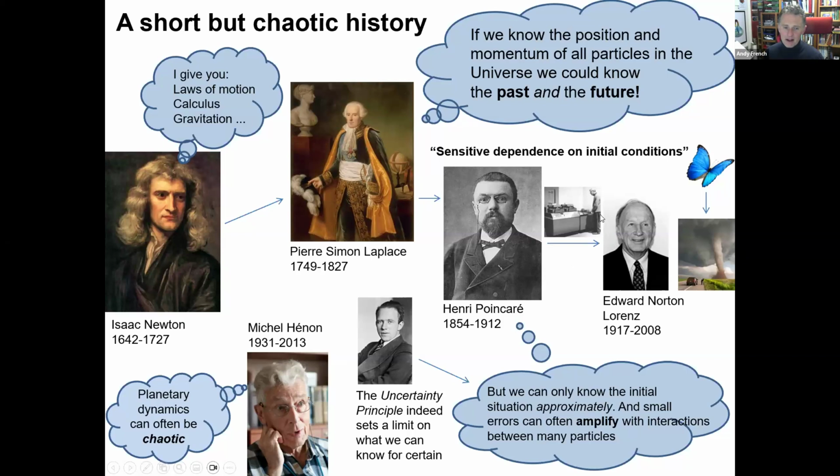Also, fundamentally, I've got Werner Heisenberg here. Small things like particles obey the uncertainty principle: the standard deviation of momentum times the standard deviation of position is bigger than or equal to h bar over 2. In other words, we can only know things approximately.